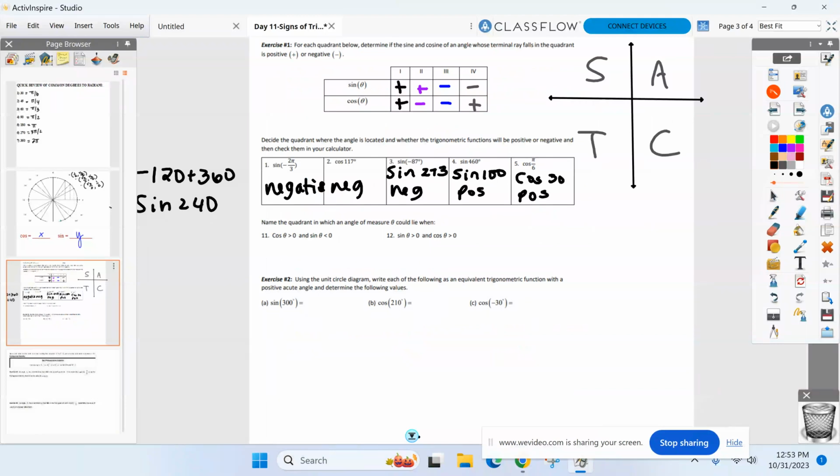So I'm looking for one quadrant only where at the same time, cosine's positive and sine is negative. Okay, look at my quadrants here. Now look, could I pick quadrant 1? Well, cosine's positive there, but sine's not negative there. I need it to happen at the same time. Where's the other quadrant where cosine's positive? 4, and is sine negative there? Yep, everything else is negative. So that's going to be quad 4.